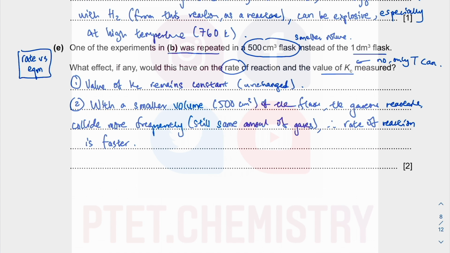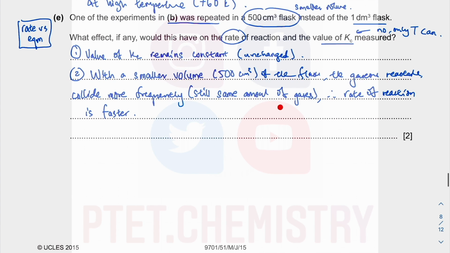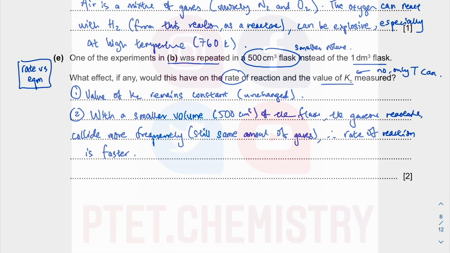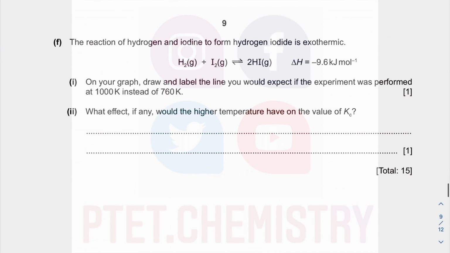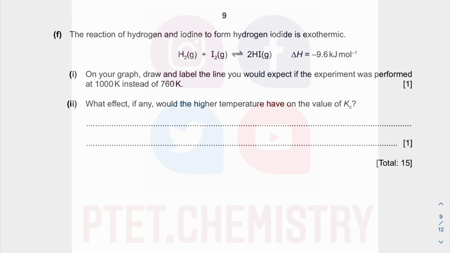Alright. Anyway, if you are in the theory paper, you'll be expected to talk about collision frequency based on the changes in volume. You'll be expected to talk about how only temperature can affect the value of Kc. They always ask this in an MCQ kind of question as well, yeah? So this is the last two questions on this paper 5 tutorial.